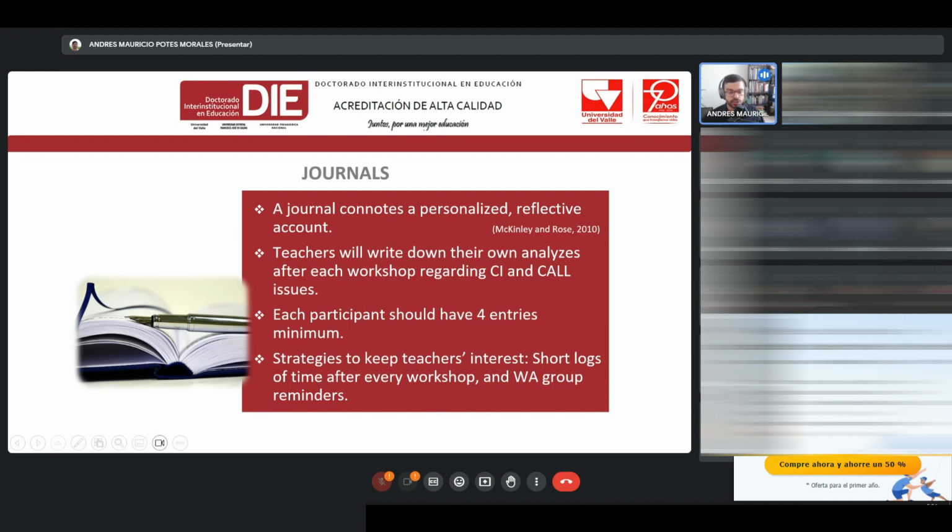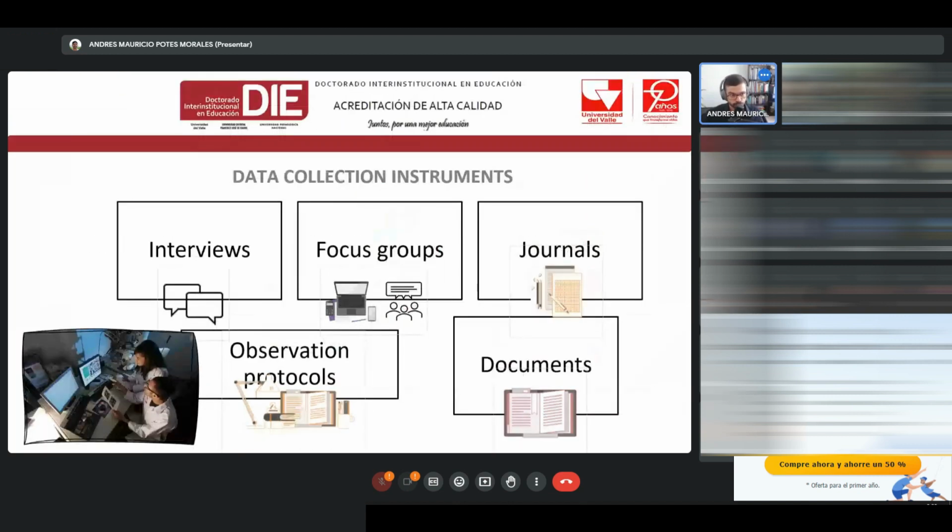Strategies to keep teachers' interest will consist of short blocks of time after every workshop for them to write down their thoughts and reflections, and a WhatsApp group that will be created and in which reminders will be sent to them also to attend the workshops and to keep registering their thoughts on the journal.